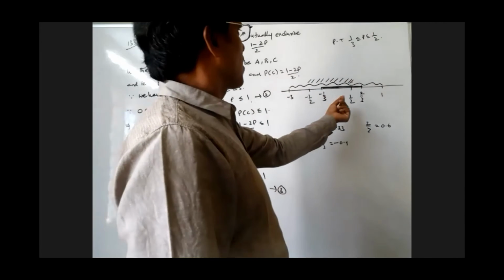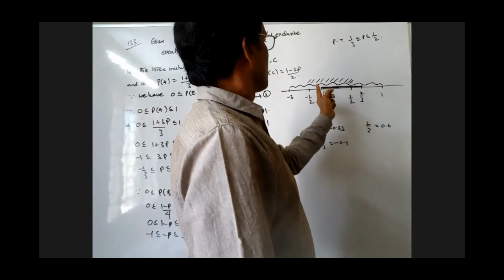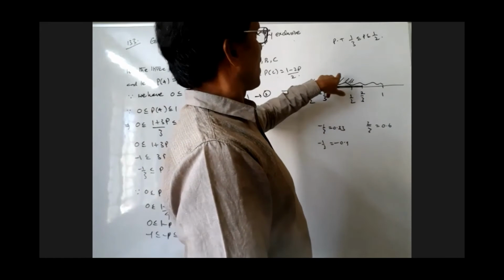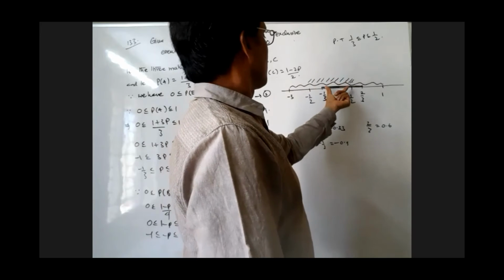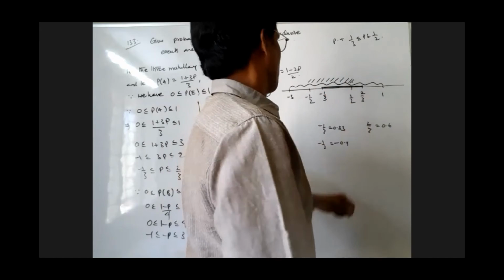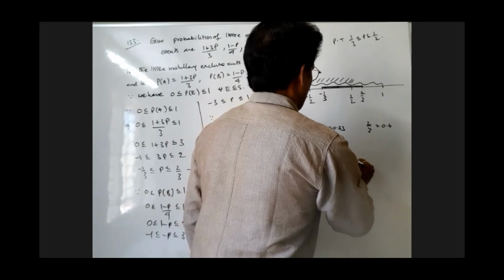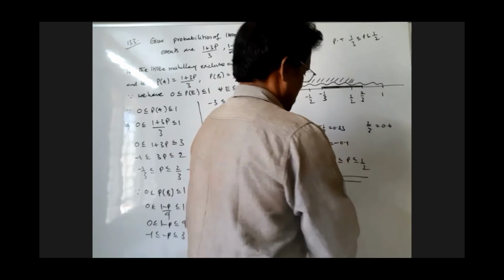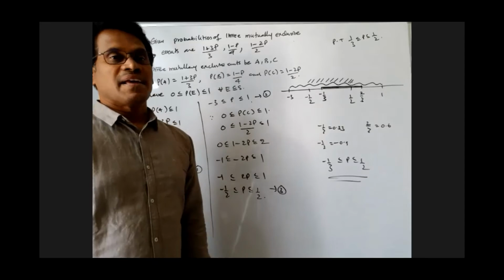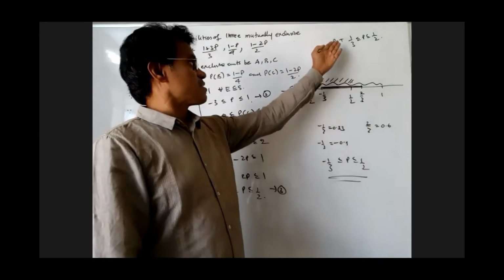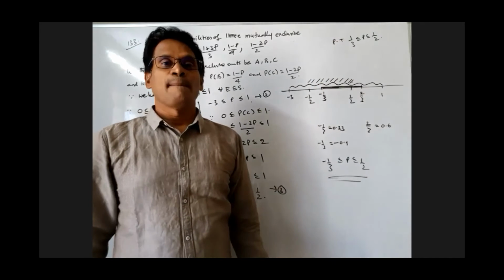Now, what is the common part of these intervals? For all three, the thick line, the curved line and the slashes, it is minus 1 by 3 to 1 by 2. What I got is minus 1 by 3 less than p less than 1 by 2. Understood, my dears? Yes, now all of you have doubts, sir. Actually, the answer we got is minus 1 by 3.